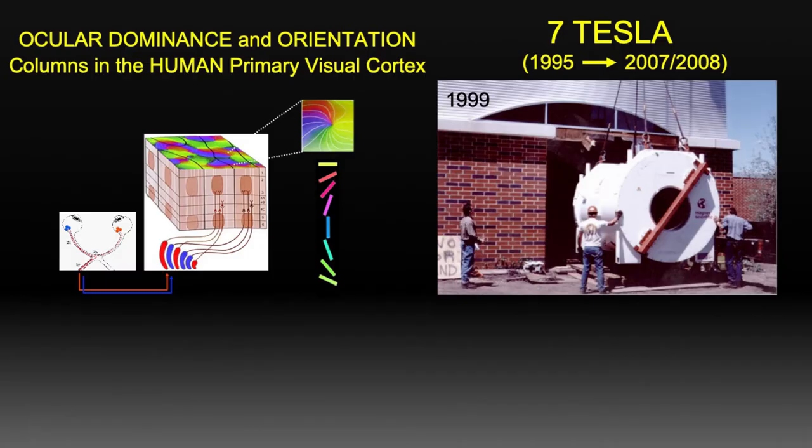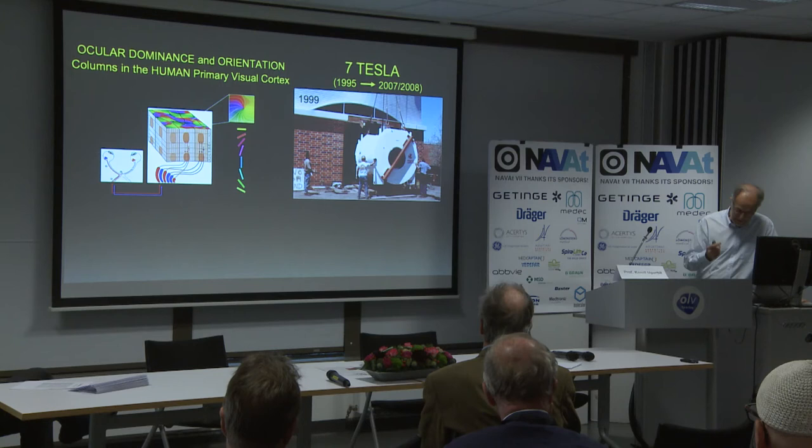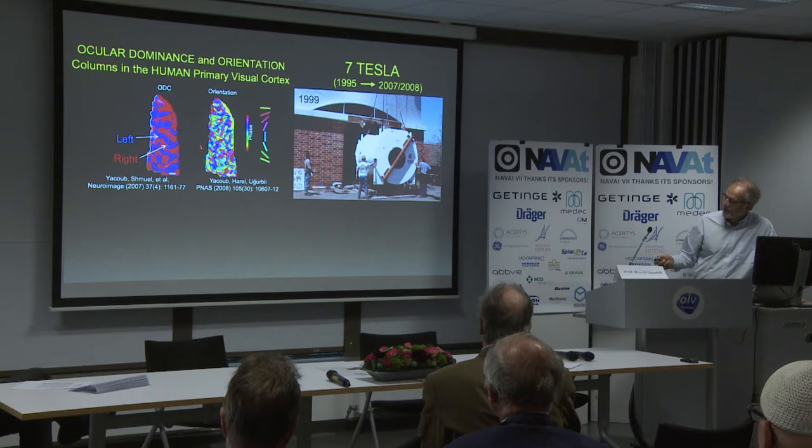So, 7 Tesla, I mentioned to you, we really developed the 7 Tesla not for the Human Connectome Project. It was very useful for it, but because we wanted to image these things. And we were asking the question, can we get to that spatial resolution? And magnetic field strength turned out to be very important. And we actually published imaging, the so-called ocular dominance columns and the orientation columns, in 2007, 2008. So we were able to demonstrate that you can get to that scale.